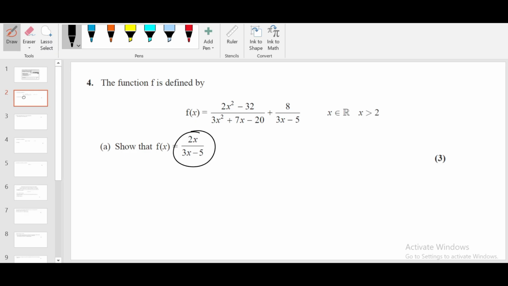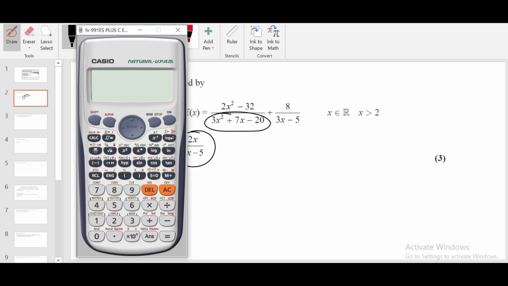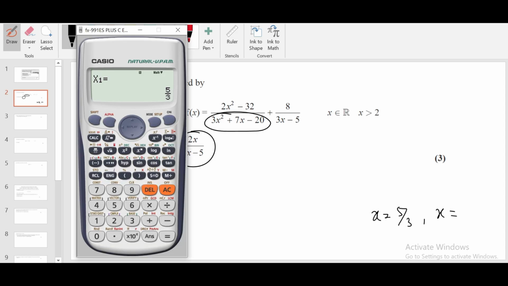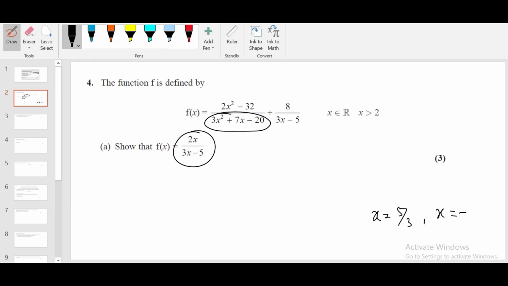So first thing, we will factorize it first. Use our calculator to factorize it. Go to equation number 3. Put the coefficients there. Coefficient of x square is 3, coefficient of x is 7, negative 20. So we get x is equal to 5 over 3, and the second value is negative 4.